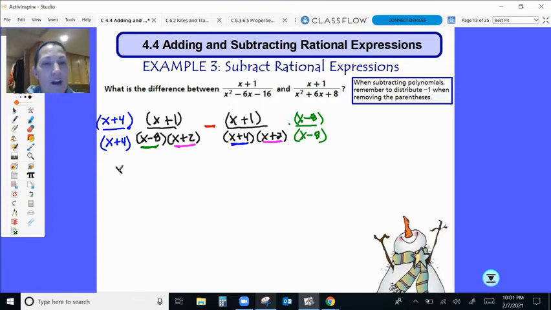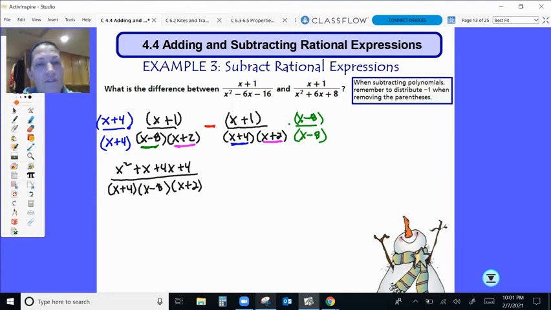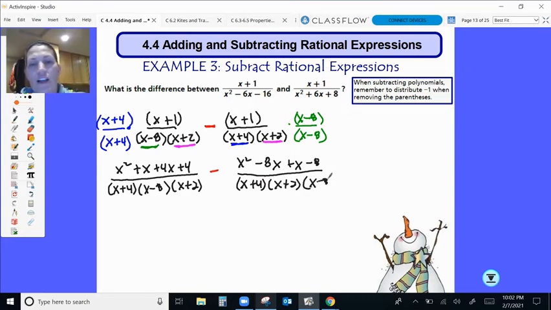So let's go ahead and multiply this top and bottom here. So we have x squared plus x plus 4x plus 4 all over my x plus 4 times x minus 8 times x plus 2. And I'm going to keep that red negative sign, minus. And here I'm going to have x squared minus 8x plus x minus 8 all over x plus 4 times x plus 2 times x minus 8.